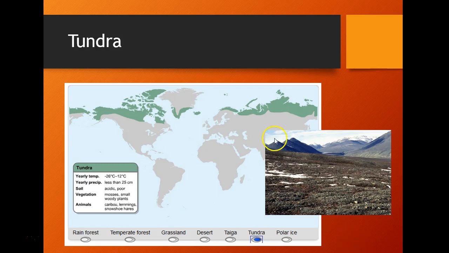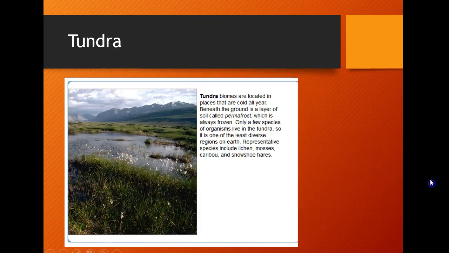And we also have the tundra. So we see the tundra is even further north of the equator, so it's going to be even colder. Not a lot of rainfall, and the soil is similar to the taiga, but even worse, very acidic and very poor. So there's actually not a lot of vegetation or animals, or not a variety of those two. There's mosses, small woody plants, there's some caribou, lemmings, and snowshoe hares, but again, not a large variety. So you could see another picture here.